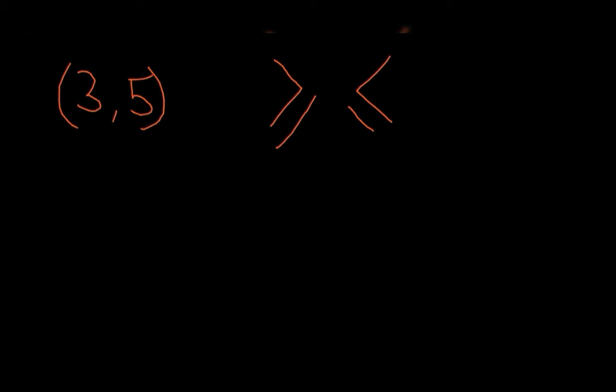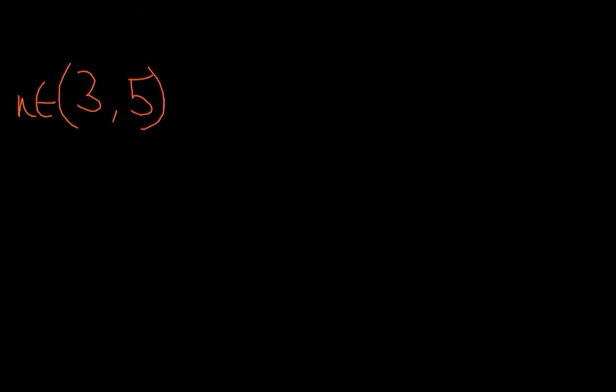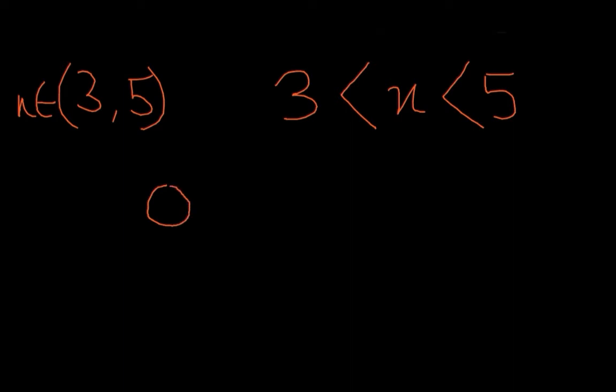So if I try to do this, how will I write? My value of x, if I say x belongs to this, mostly it happens like this. So my value of x will be nothing but between 3 and 5. And on the number line, open intervals are represented by unfilled circles.